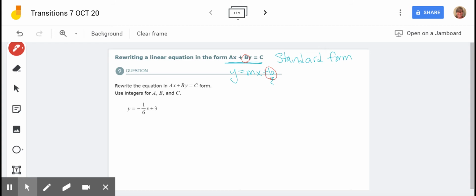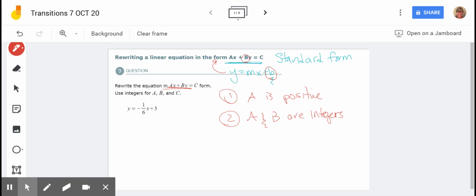It says rewrite the equation in ax plus by equals c form. So what we're trying to go from is this form to that form. There's a couple rules. One is that A is positive. Also, A and B are integers. You don't see fractions in that form, and you won't see negative A.